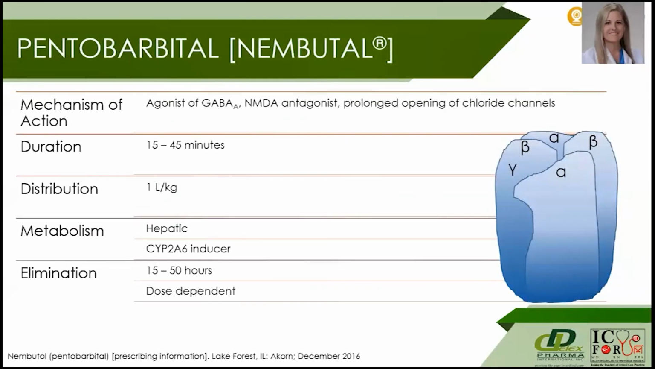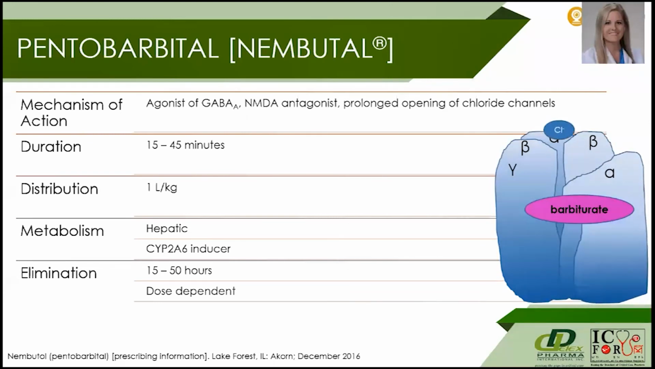Our next agent is pentobarbital, and this is an agonist of GABA-A, just like propofol, and an NMDA antagonist. It prolongs the opening of chloride channels. It will induce complete suppression of cerebral activity. This is really considered our big gun agent.